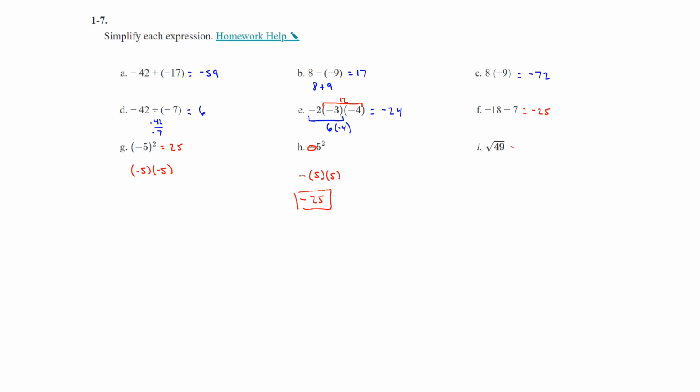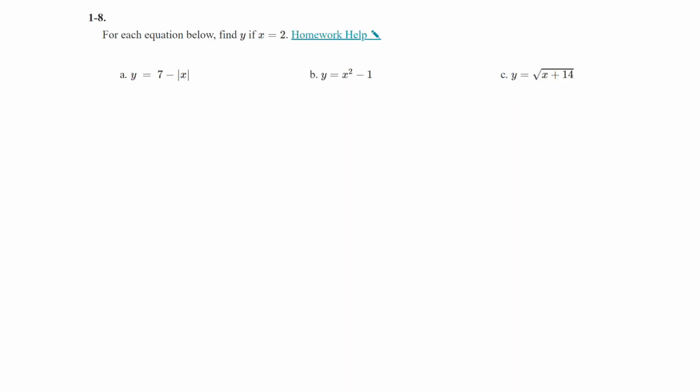And then on I, the square root of 49, the question is, what squared gives you 49? And the answer to that is 7. Now, I know negative 7 squared is also 49, but when you're taking the square root of a number, you're only given what they call the principal root, which is the positive number. So 7 squared is 49.